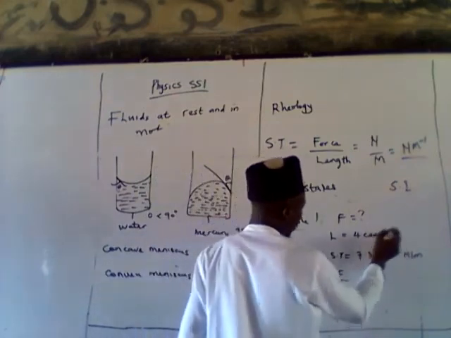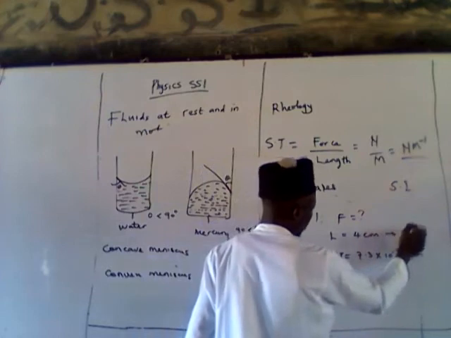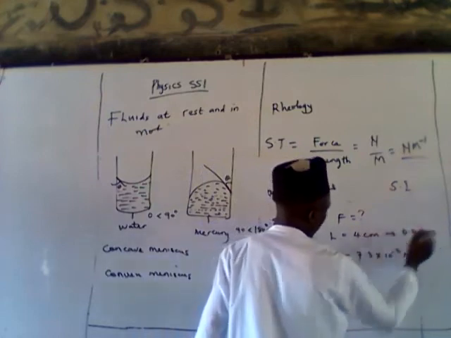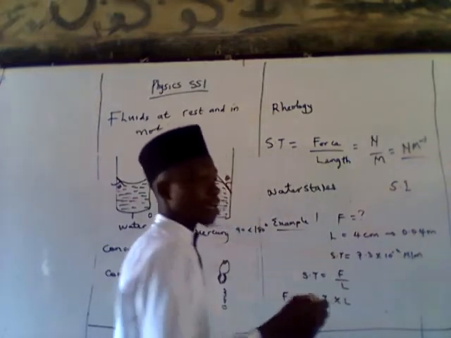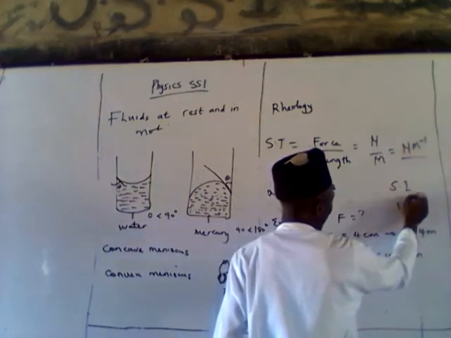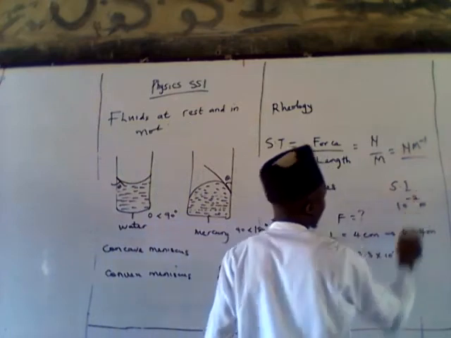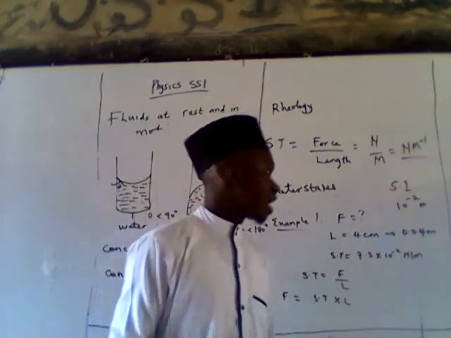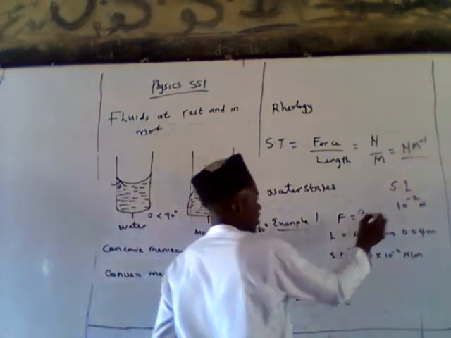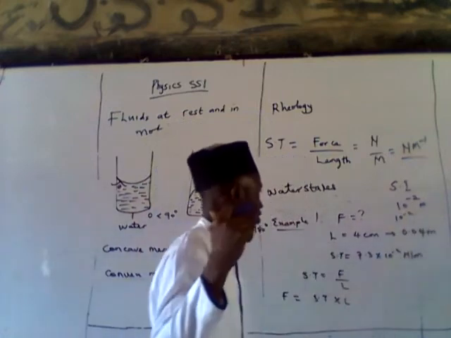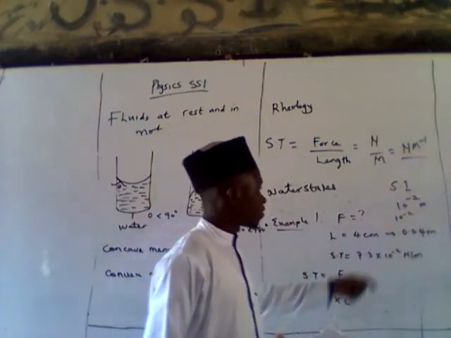Now, if you want to convert 4 centimeter to meter, this will give us 0.04 meter. You divide by 100, or you multiply by 10^-2 meter, because as you have taken in sub-quantities in the first term, centi means 10 raised to power minus 2, hecto, and all those things. We have treated that, so you can refer to your notes.